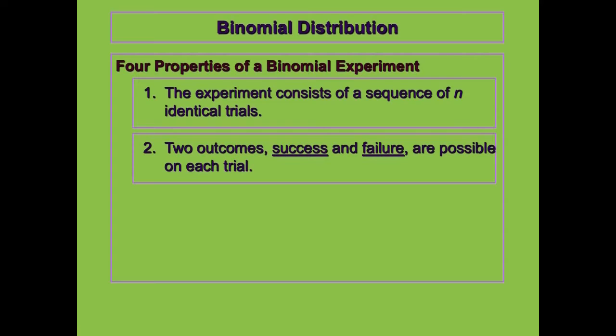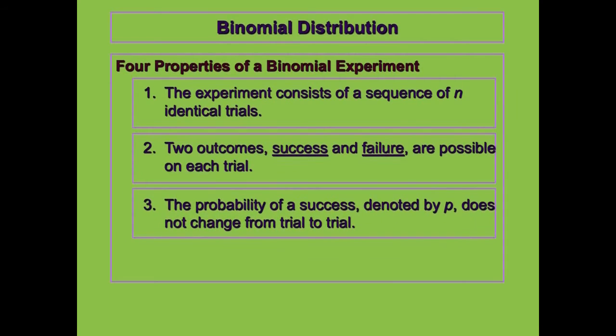With each one of the experiments, there's only two possible outcomes: success or failure. And that could be defined as true or false, yes or no, success or failure, any two outcomes. The probability of success in each case will be denoted by the letter P, and it doesn't change from trial to trial. And each of the trials are independent of the other.